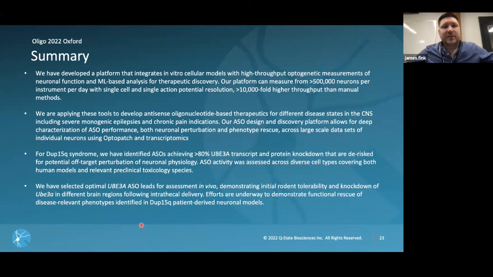So in summary, we've developed a platform that integrates in vitro cellular models with high throughput electrophysiology and machine learning based analytics to find new therapies and differentiating therapies. We're applying it now to ASOs to really find the best ASOs, not just in terms of their in vitro molecular biology profiles, but their actual functional profiles for disease rescue. In Dup15q, we've found a set of lead candidates with greater than 80% transcript knockdown, and that's also true for protein, and minimal off-target effects. And so far, we've tested some of these in vivo and showed they're well tolerated and engage target in relevant brain regions.